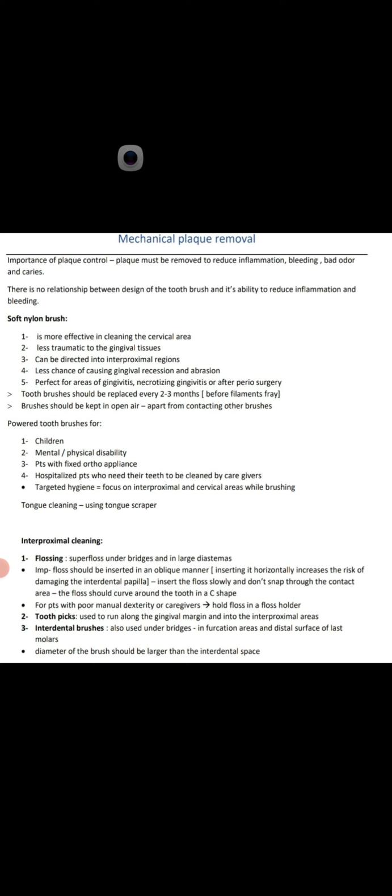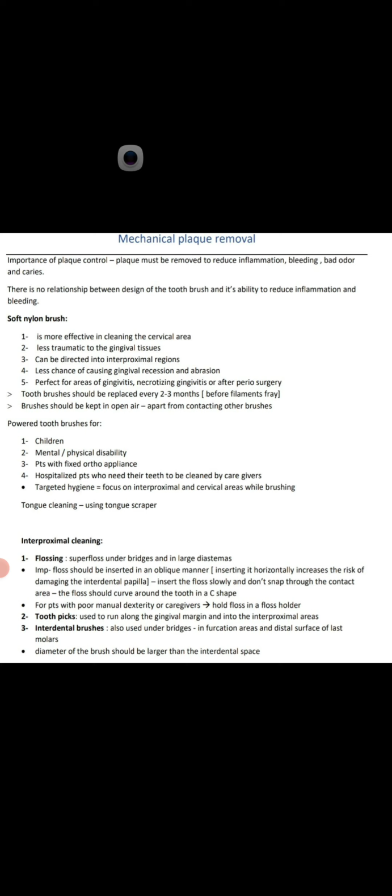Floss should be inserted in an oblique manner. Remember, not in a horizontal manner, in an oblique manner. If we insert it horizontally, it increases the risk of damaging the interdental papilla. Insert the floss slowly and do not snap through the contact area. The floss should curve around the teeth in a C shape. Do not move in and out through the contact area.